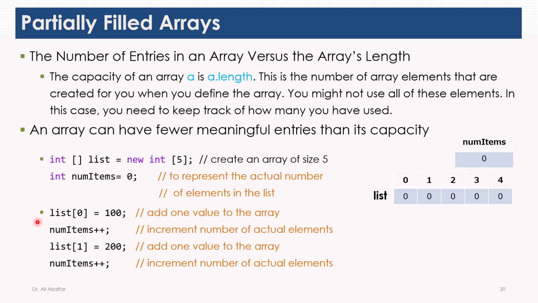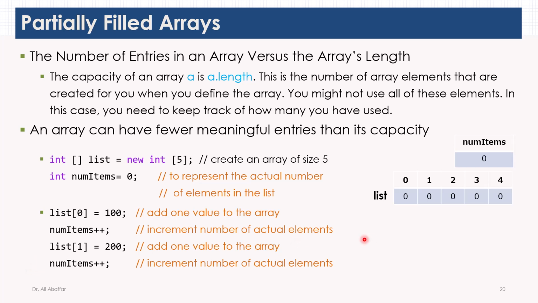Suppose we would like to add elements. And remember that you add from the beginning. So you add at index 0, then you add to index 1, then you add to index 2, and keep going. So you are basically adding at the end of the used part of the array. So we are first adding 100 into list[0]. We are adding one value to the array, and at the same time we are incrementing num items to indicate that we have one item in the array. In the second element, we are adding 200. And again, you have to increment num items to reflect that we have added 2 elements.